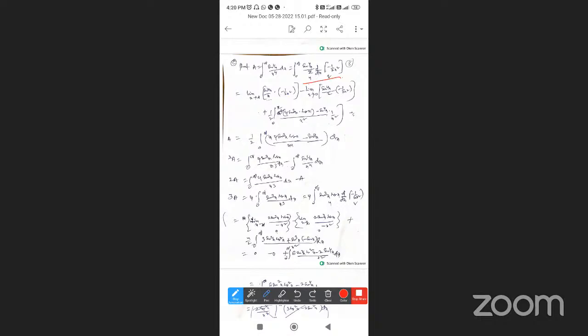I will explain how 1 by 2x square came. This is d by dx of minus 1 by 2x square. Use the uv method. Keep the minus aside, and keep the minus 1 by 2 aside. What does d by dx of 1 by x square become? Writing simply, minus 1 by 2 d by dx of x to the power of minus 2. What does the differentiation become? Minus 2 x to the power of minus 2 minus 1, so minus 1 by 2 into minus 2 into x to the power of minus 3.